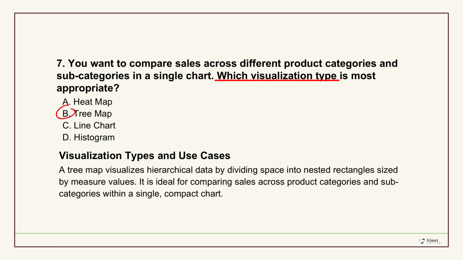So you can easily see, say, the technology category, and within that, the phones subcategory, and how big its sales are relative to everything else. So the nesting shows the hierarchy and the size shows the proportion.